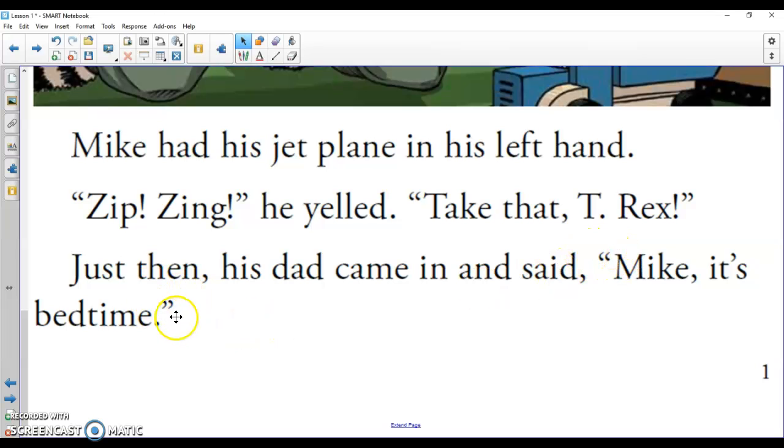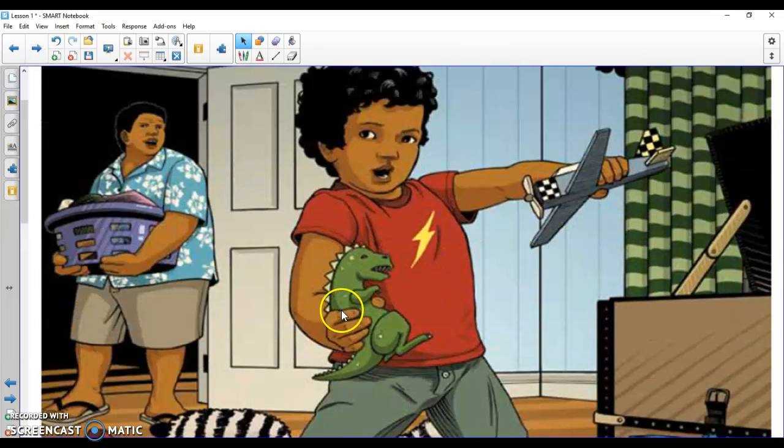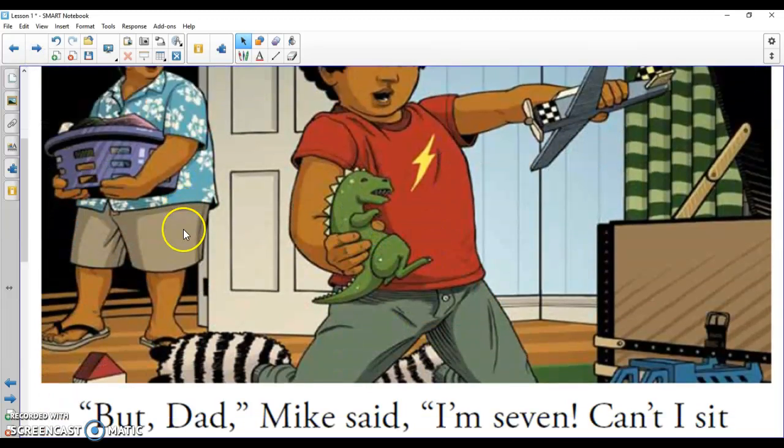Does anybody know what these are called? Yes, they're called quotation marks. And quotation marks means someone is talking. So if it says, just then, his dad came in and said, Mike, it's bedtime. Who's saying, Mike, it's bedtime? Well, if you go looking back in the story, it says his dad. And then we know Mike's talking up here because it says it up here. There's Mike and his dad.